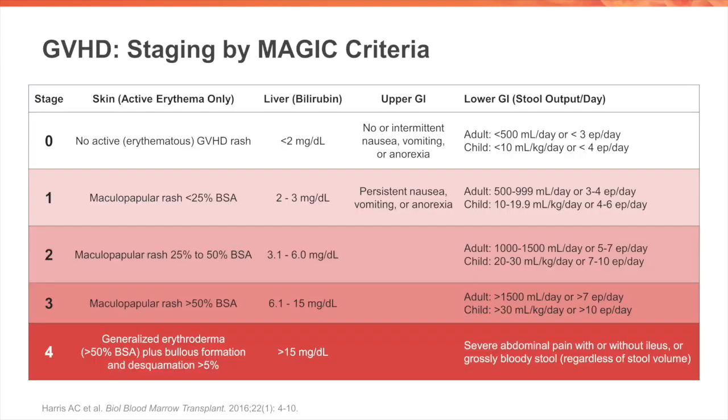The choice of therapy for acute graft-versus-host disease is dependent on appropriate staging of the disease. Recently, a consortium of GVHD centers have developed the MAGIC criteria as published by Harris et al. and shown in this table. This incorporates skin, liver, upper GI, and lower GI staging to develop the overall grade of acute graft-versus-host disease. This allows for appropriate clinical capture and diagnosis of graft-versus-host disease.